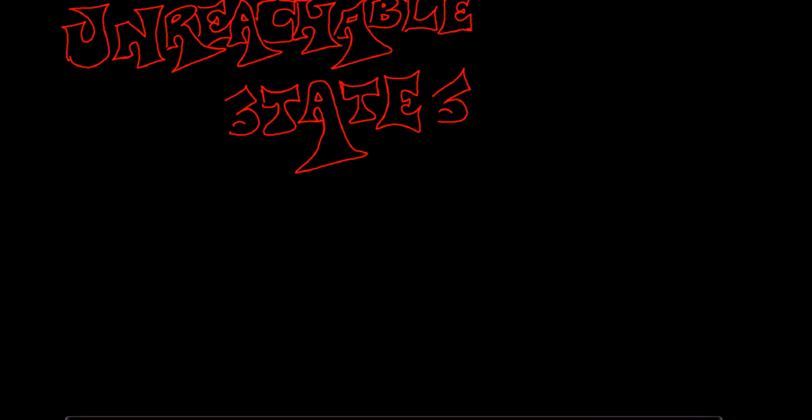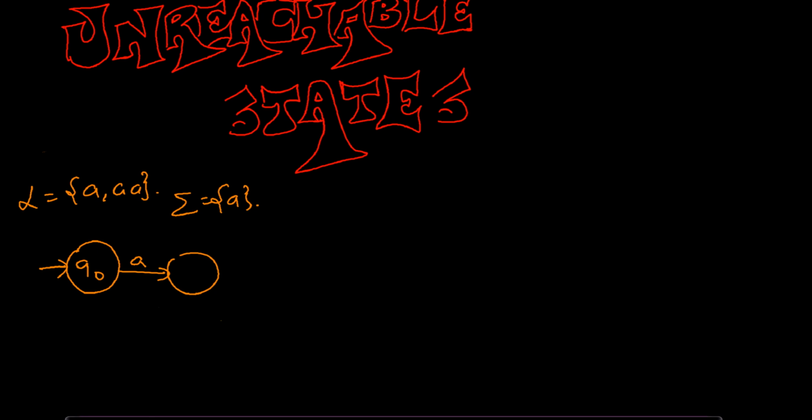What are unreachable states? If you cannot reach a state from the initial state, it is an unreachable state. Let's say this is your DFA, Q0, and this is the language: L is equal to {A}, and the alphabet is simply {A}. So what is going to be the language of it?